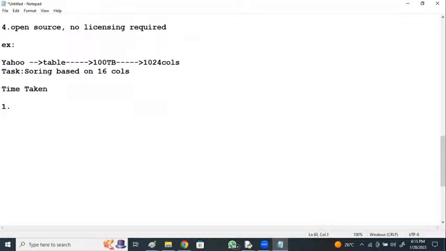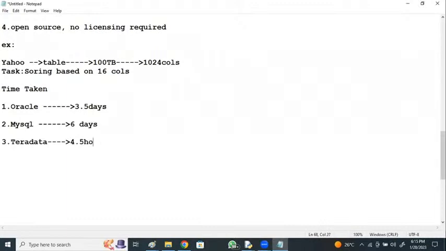First one, right? Oracle has taken nearly 3.5 days to process this. MySQL has taken nearly 6 days to process it. And if you talk about specialized databases like Teradata, used for data warehouse purposes and can handle TBs of data, it has just taken 4.5 hours, right? Yes. Another specialized database like Netezza has just taken 3 hours to process this.